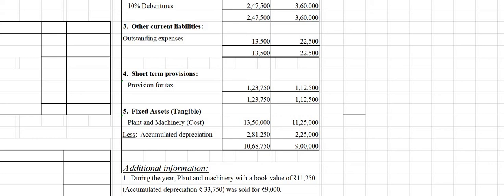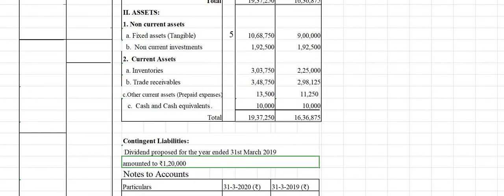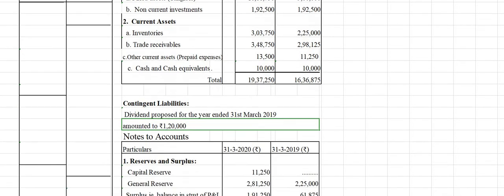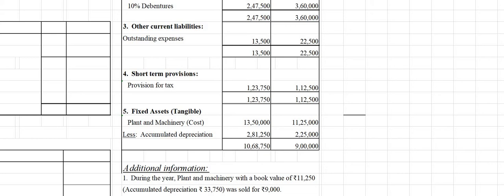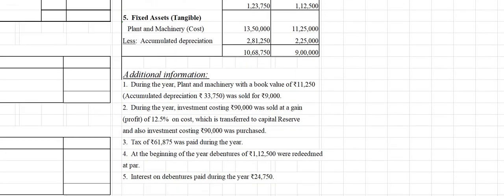Okay. So provision for tax account also we will prepare, and last class also we have prepared the provision for tax. And fifth note to account is fixed asset, that means tangible fixed asset. In that, it is given here plant and machinery, its cost price is given, and accumulated depreciation is deducted. Okay, so this also we have discussed in the last class, isn't it? Now let us see what additional information is given here.